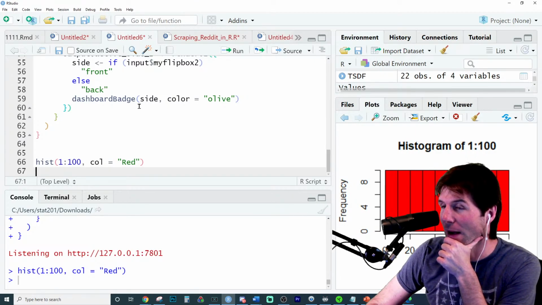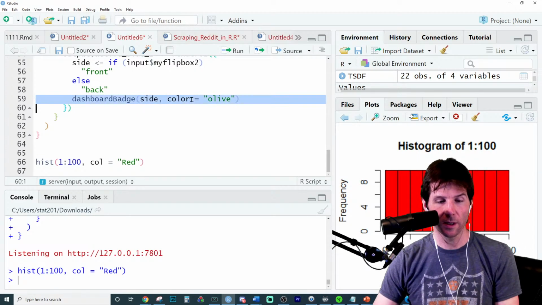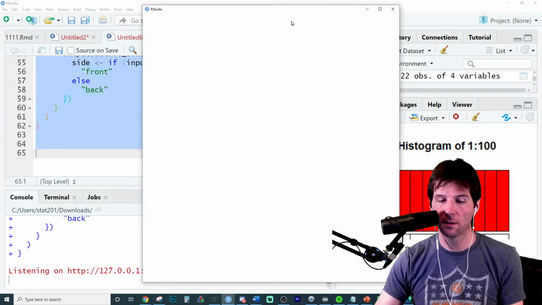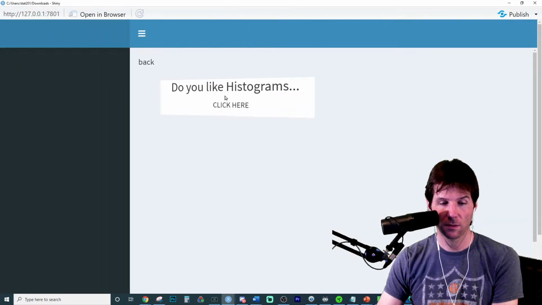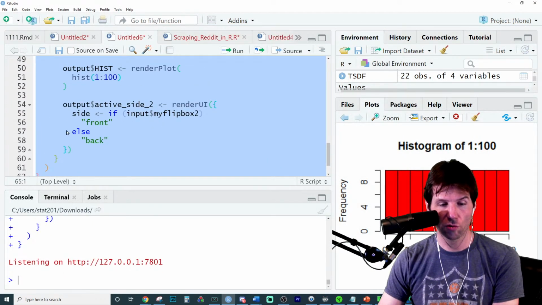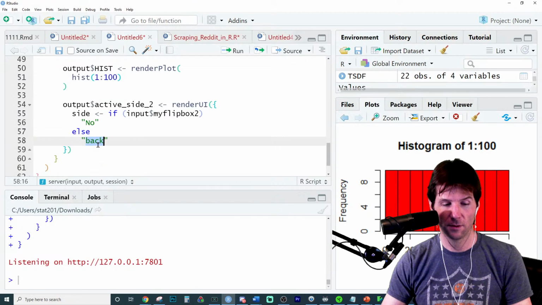Or dashboard badge. That's interesting. I don't think we need the dashboard badge, do we? I don't like it anymore. It's gone. Let's see. No dashboard badge. Front back. I don't like that front back. Render UI. So yeah, that's where it's coming from. No. Yes.